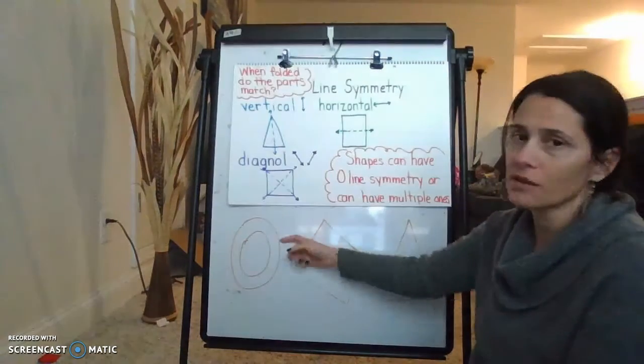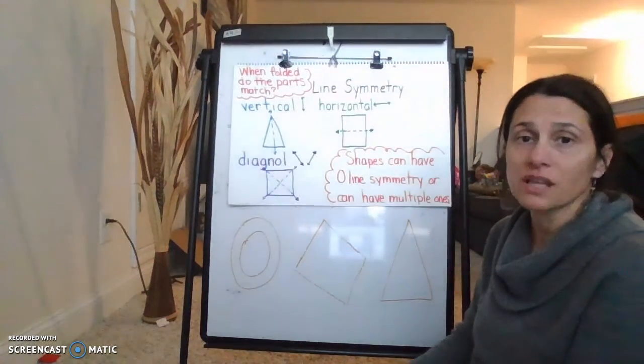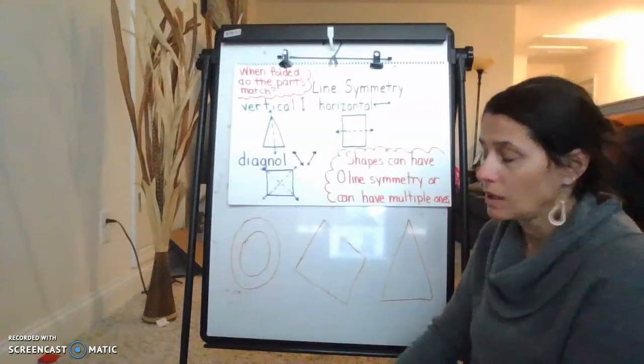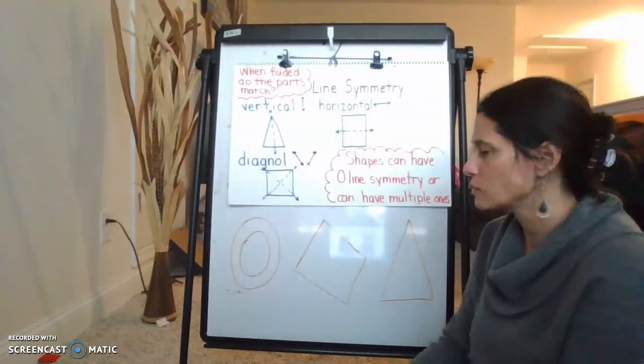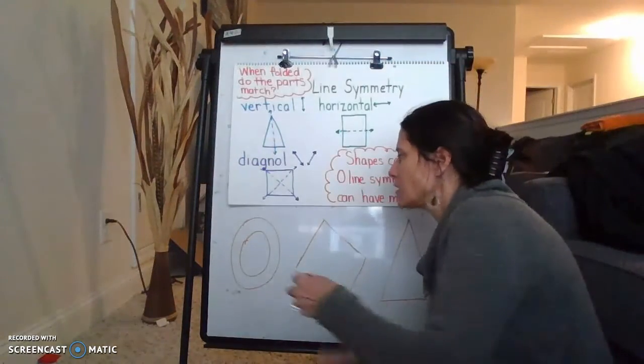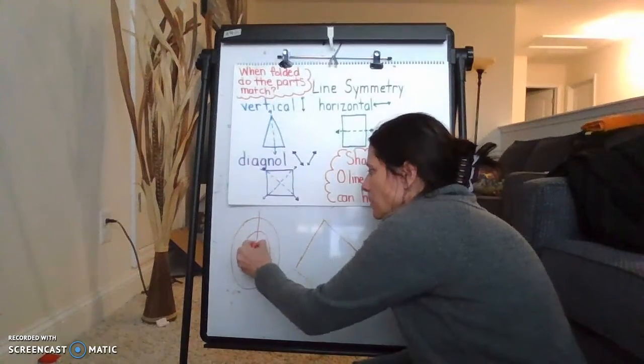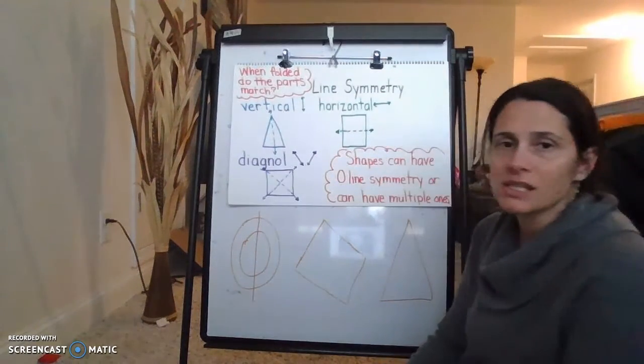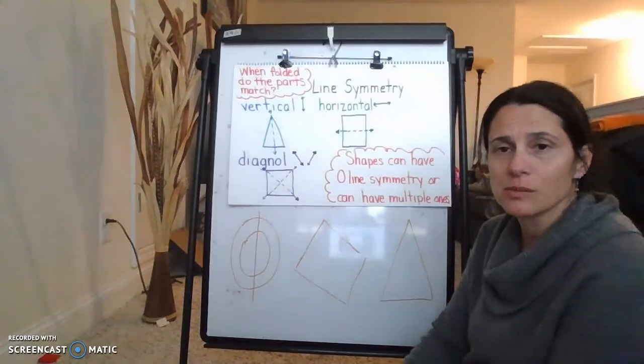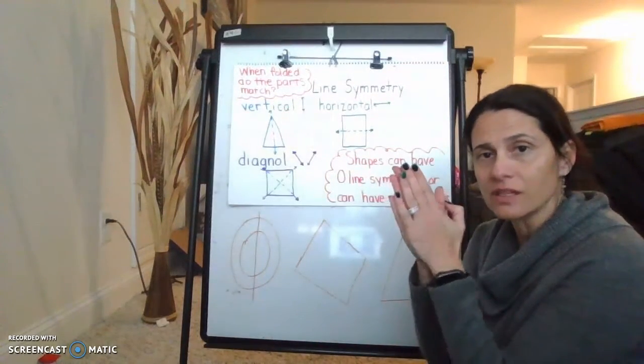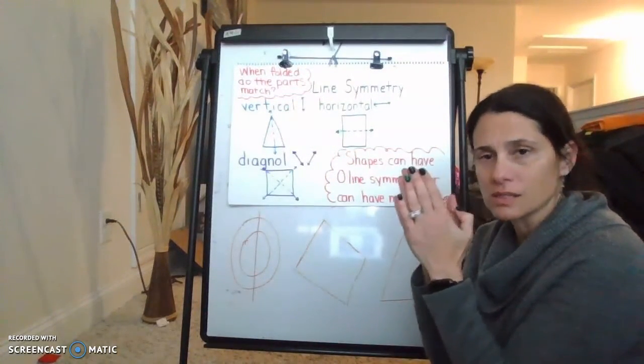Now I have some shapes down here and we're going to talk about if it's a line of symmetry or if not, and why. So on the first one, I'm going to draw my line of symmetry. I'm going to draw a vertical one. And I'm going to say, yes, this is a line of symmetry because if I folded that in half, each of the sides are going to be the same.